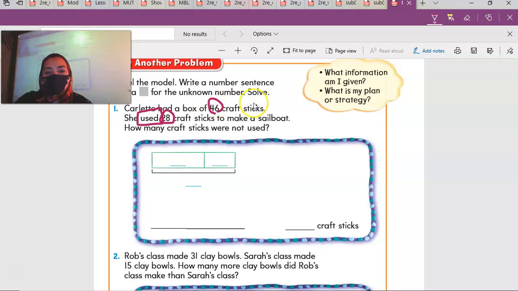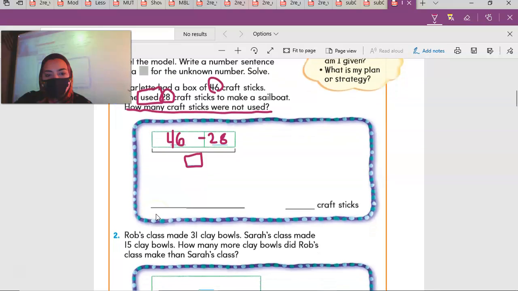So Charlotte had a box of 46 craft sticks. She used 28 craft sticks to make a sailboat. How many craft sticks were not used? We're going to underline that question. We know we're going to subtract. So now we're going to write 46. She used how many? 28. Take away 28 is empty box because we don't know the answer yet.